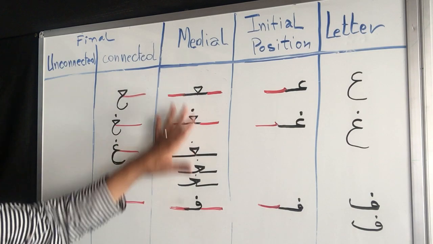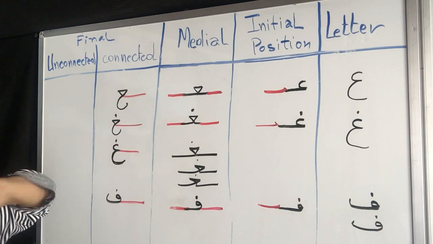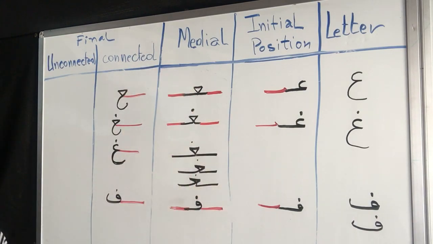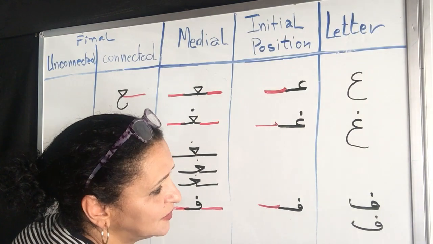I'm just doing this so you can recognize, oh, this is ra. When you see this in the middle, oh, this is ayn. Fa, the next one, the same thing. The difference is qa, nuqta. This one has two.